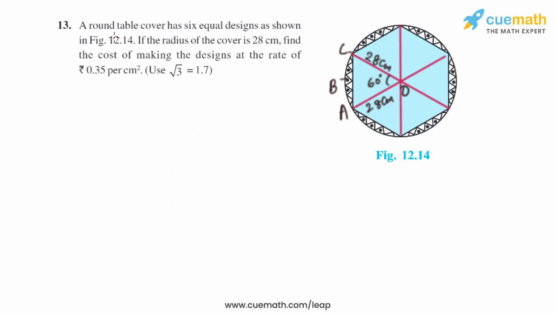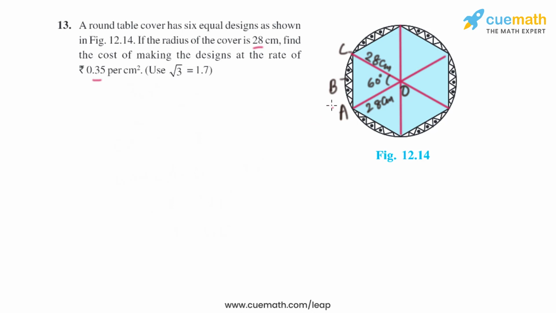Question 13 of this exercise says a round table cover has 6 equal designs as shown in figure. If the radius of the cover is 28 cm, find the cost of making the designs at the rate of rupees 0.35 per square centimeter.